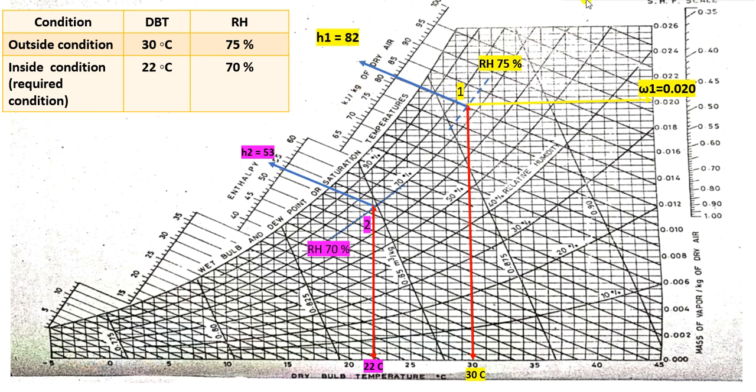Next, now at point number 2 I will measure the moisture content, that is omega 2. So point number 2, omega 2 value is 0.012. This value I have written here, and dear students, there will be slight variation in the values.